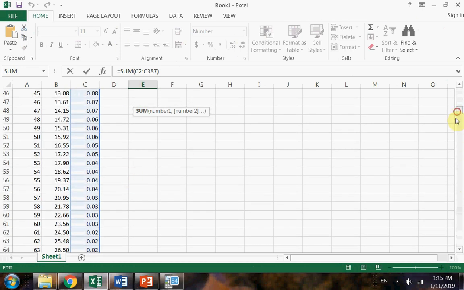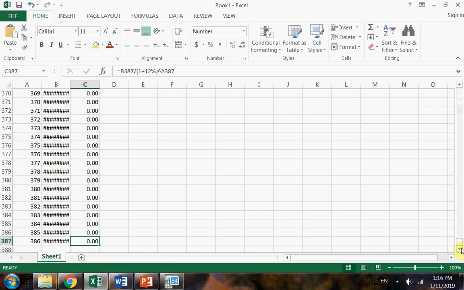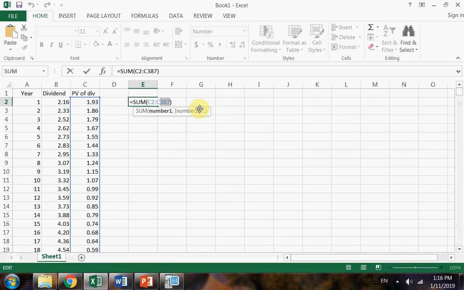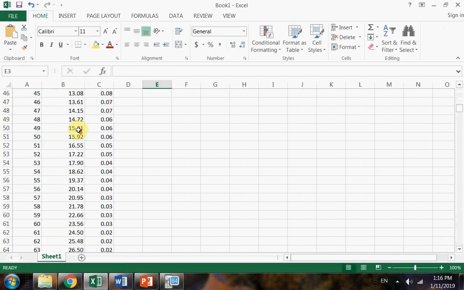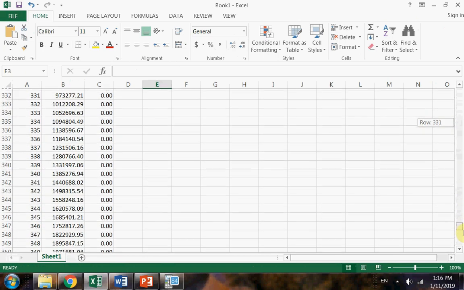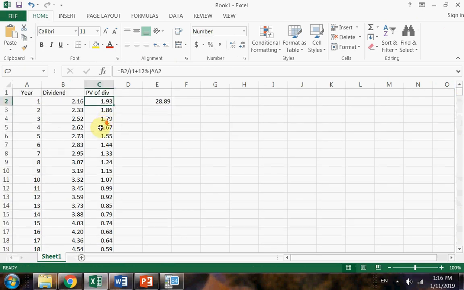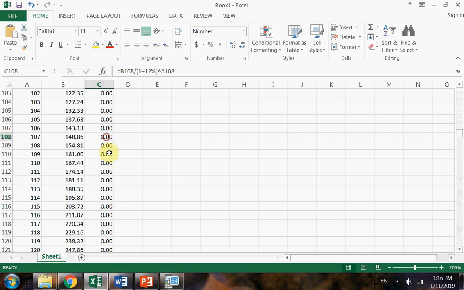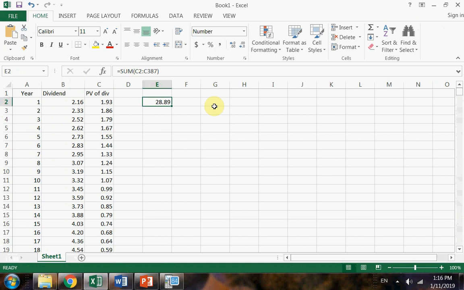Or you can simply remember the last row number. This is 387, and then put that right here, 387, to close it. So the story is, if you have an endless amount of years, your dividend will grow larger and larger to millions of dollars. But if you apply the discount, it will shrink in present value to literally 0. So basically you are just adding all zeros after a limited number of years. So your total is 28.89.